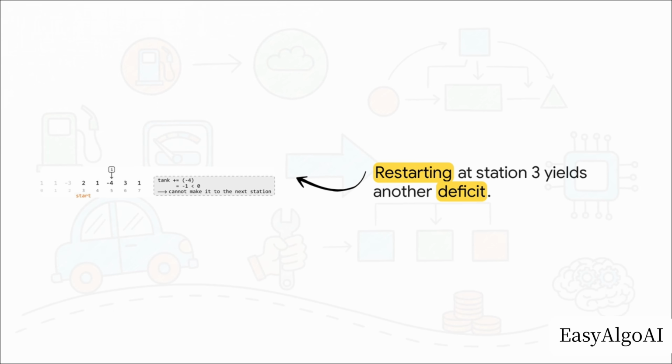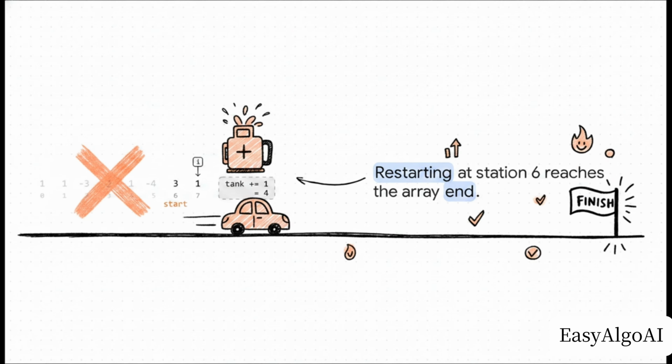But as we trace the math forward from station 3, we hit a -4 net gas at station 5. The tank drops below 0 again. We hit another dead end. No worries, we just apply our golden rule again. We skip past that entire second failed segment. We don't even bother checking stations 4 or 5. We restart our road trip directly at station 6.